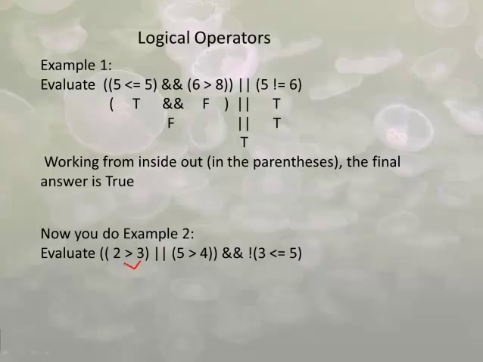2 greater than 3, so that is false. False or 5 greater than 4, that's true. So false or true is equal to true because one of them is true. We're going to AND that. This is how I make AND signs. We're going to AND that with not 3 less than or equal to 5. So 3 less than or equal to 5 is true, but we are negating that, not true. Not true is false. So we are ANDing true with false. True and false is false.